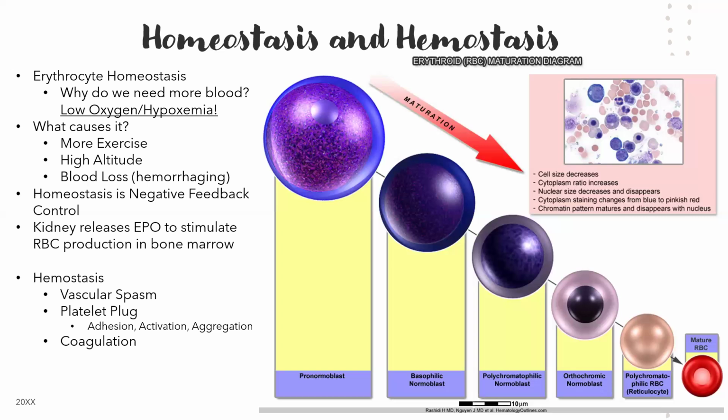And then very briefly, hemostasis, again, is maintaining the amount of blood in your body, typically from blood loss. And there's three phases that go into this: vascular spasm, platelet plug, including adhesion, activation, and aggregation, and coagulation. Now, I'm not going to cover hemostasis in this lecture.